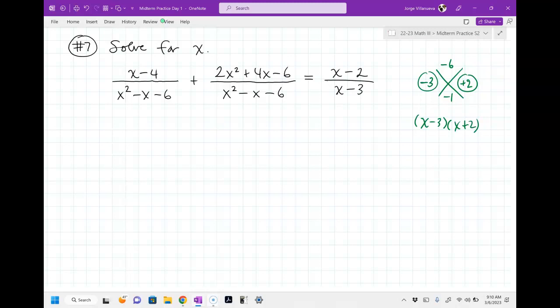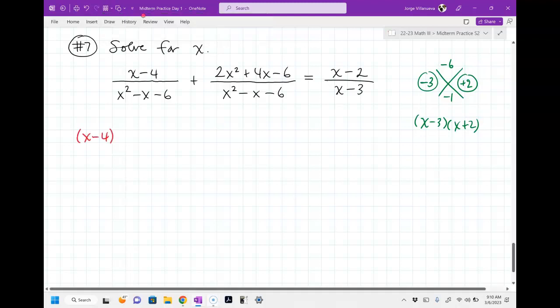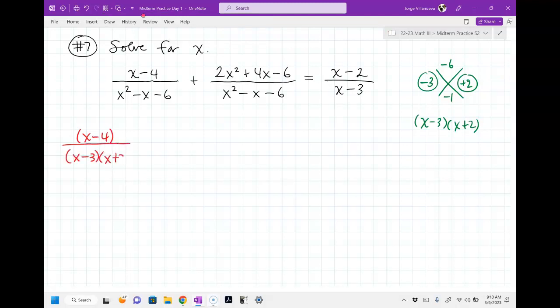So if I may, I'm going to rewrite this. It's going to take us a little bit of time, but I'm going to rewrite this thing. As I rewrite it, I'm going to look at the top parts and ask myself, can I factor those things? So look at the x minus 4. Can I factor anything from x minus 4? X minus 4 is just x minus 4, right? So x minus 4. All right. The bottom part will be x minus 3, x plus 2, plus.